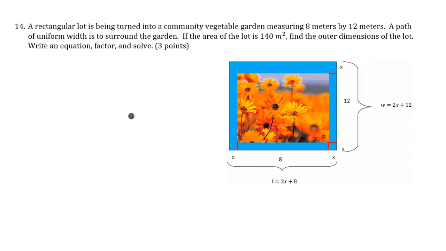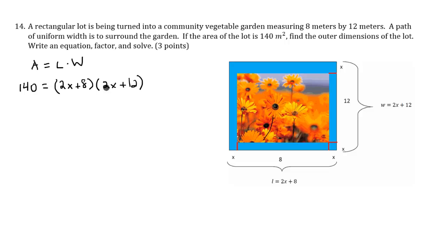Number 14 is a word problem, and we need to figure out the outer dimensions. So we gotta solve for x first. Once we have our x value, we can plug that into our formula for width and length, and we'll get those two sides. So I'm going to use the area formula, and that's going to be area equals length times width. So the area of this lot is 140 meters squared. One of the sides, the length, is going to be 2x plus 8. My other side, the width, is going to be 2x plus 12.